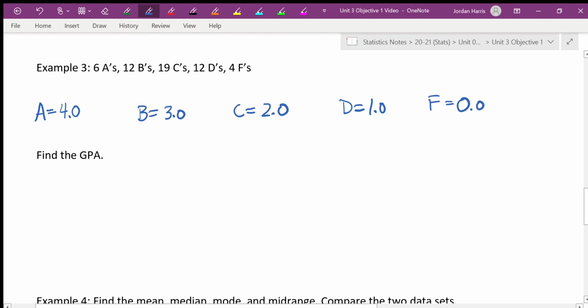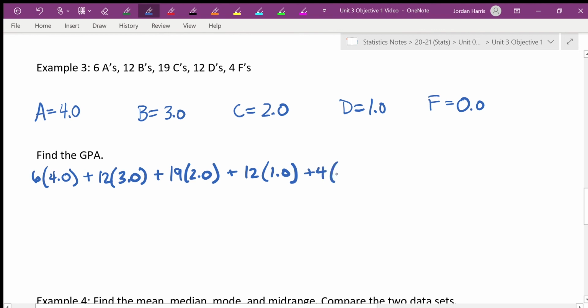So we need to add them all up. Instead of adding 6 A's together, then 12 B's, that would take forever. We're going to use what we understand from multiplication and then multiply 6 times what an A is worth, plus 12 times what a B is worth, plus 19 times what a C is worth, plus 12 times what a D is worth, and finally 4 times what an F is worth, which is just 0, by the way.